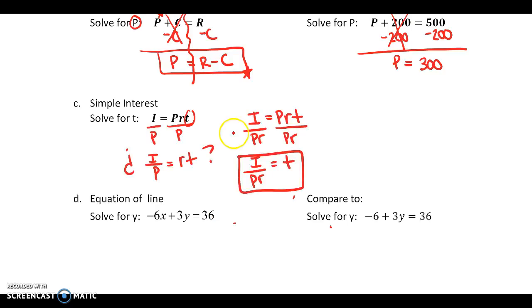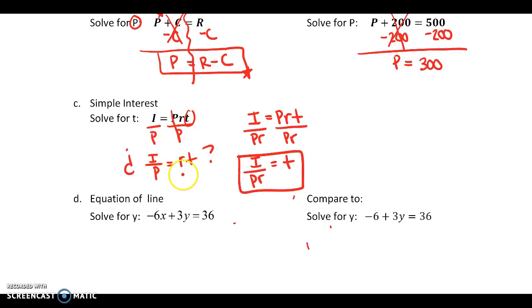Okay, so I want to talk through one thing about this problem. I can see how most people might start by just dividing by, say, P. Okay, because you want to get T alone. It's P times R times T. What undoes multiplication is division. So you might divide by P, and that cancels a P from this side.